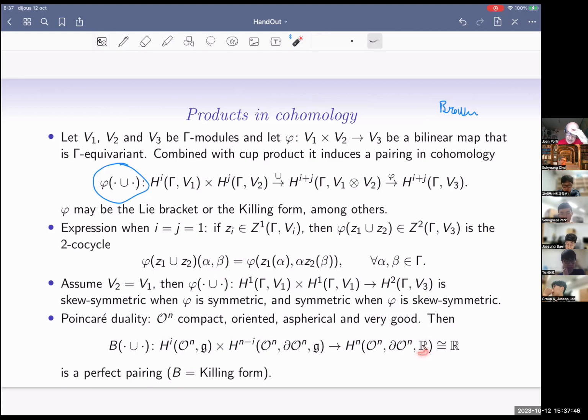And what's the pairing here? Which pairing do I use? I use the Killing form. The Killing form goes from the Lie algebra times the Lie algebra to R. And this is not degenerate. That's a perfect pairing.